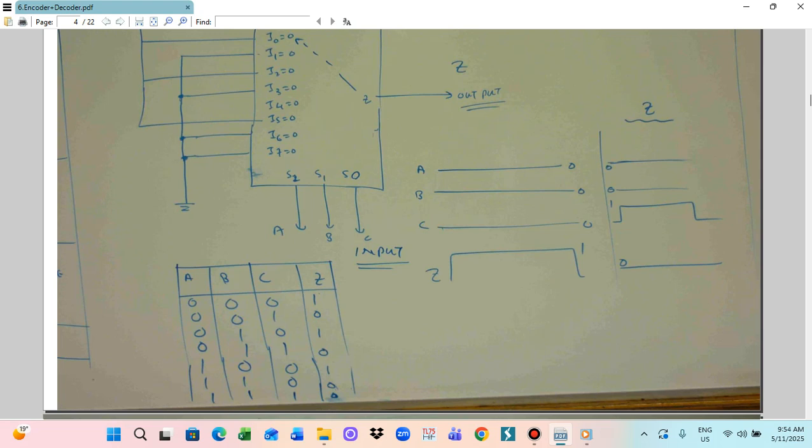So for A0, B0, C0, Z is 1; A0, B0, C1, Z is 0; and A0, B1, C0, Z will be 1. And the output is in a serial manner. The output is serial: 1, 0, 1, 0, 1, 0, 0. So this is the truth table.